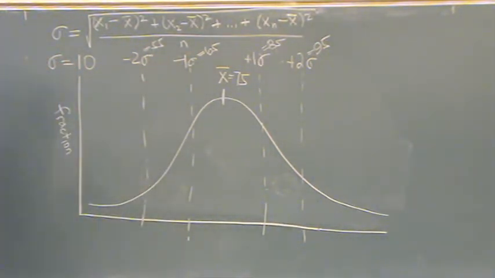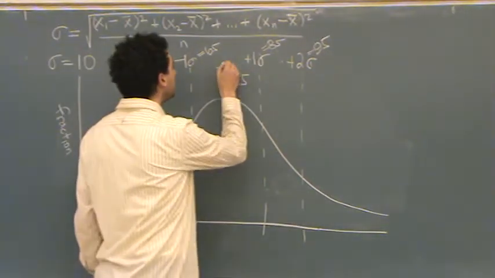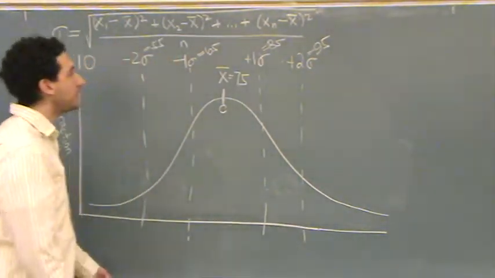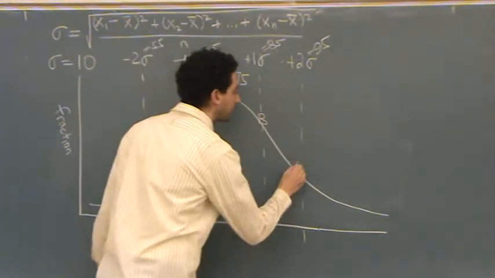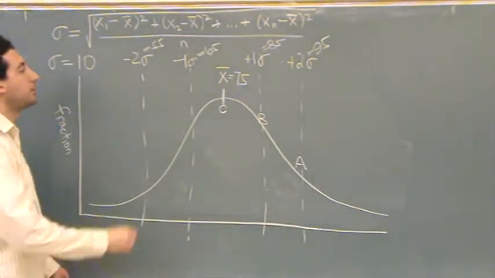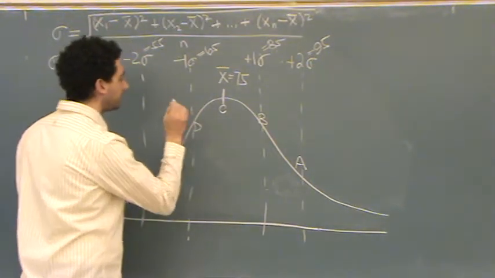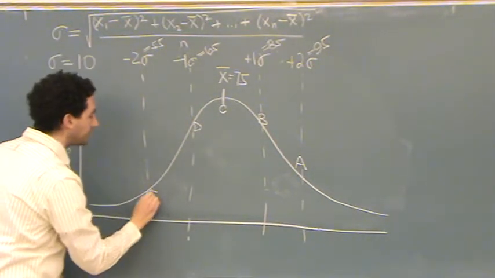Okay? So what does that mean? If this is a middle C, 1 standard deviation up is a middle B, and 2 standard deviations up is a middle A. 1 standard deviation down is a middle D, and 2 standard deviations down is a middle F.